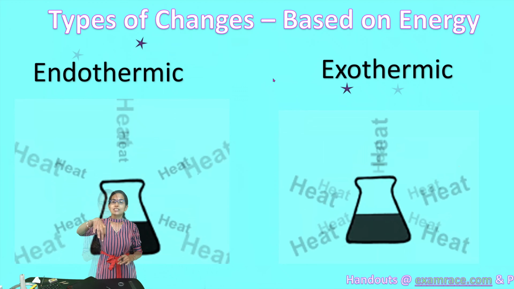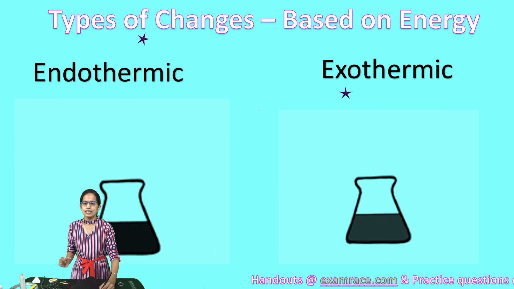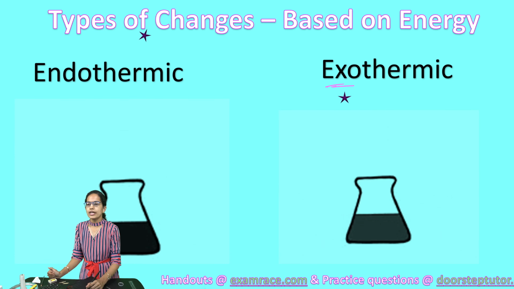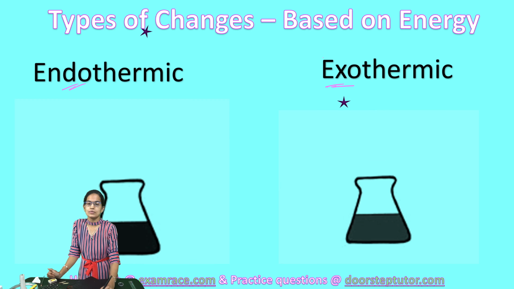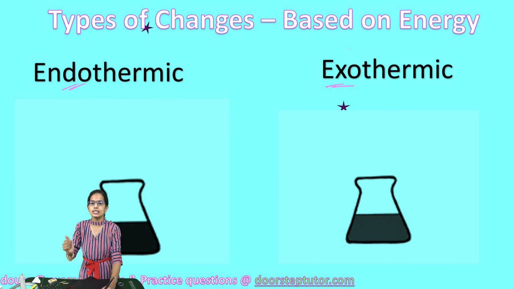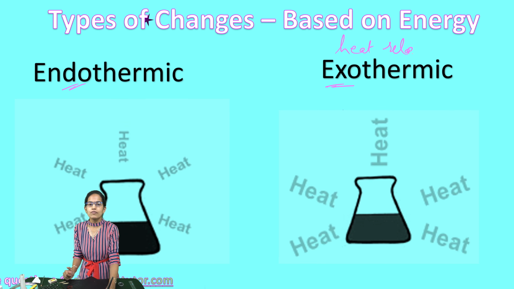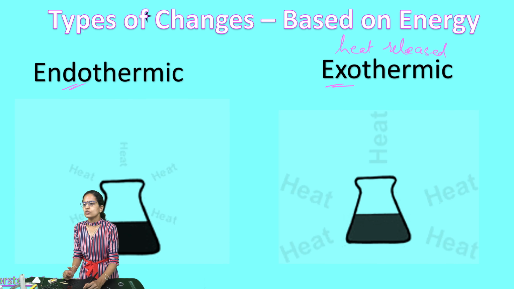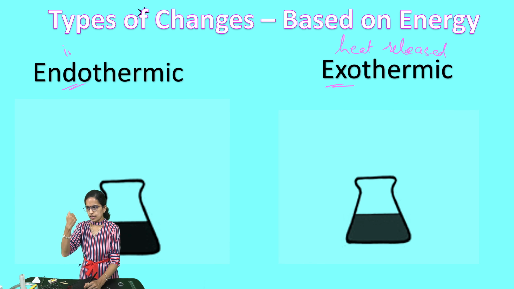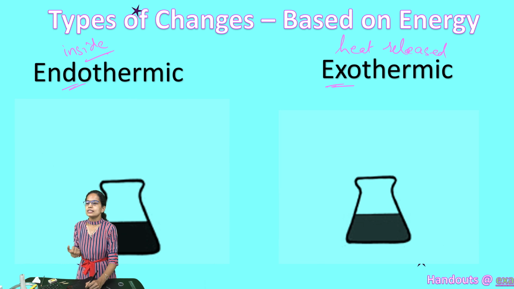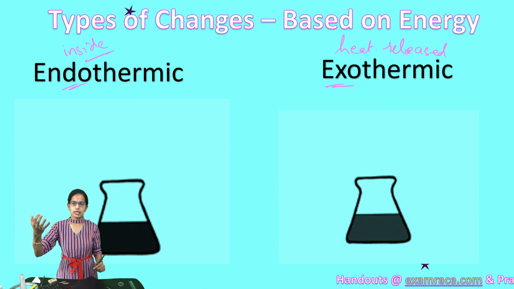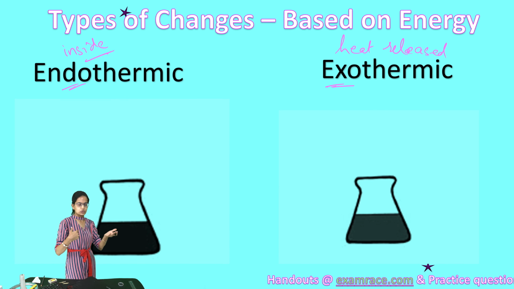Types of change based on energy. So based on energy, it can be exothermic or endothermic in nature. As the name suggests, exo means release, so the heat is released. However, endo means in, so the heat is absorbed. And this is the basic difference between an endothermic and an exothermic reaction.